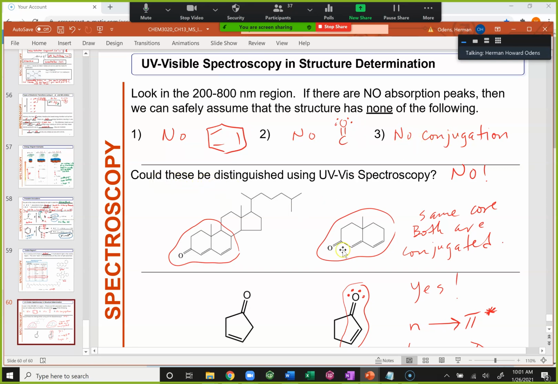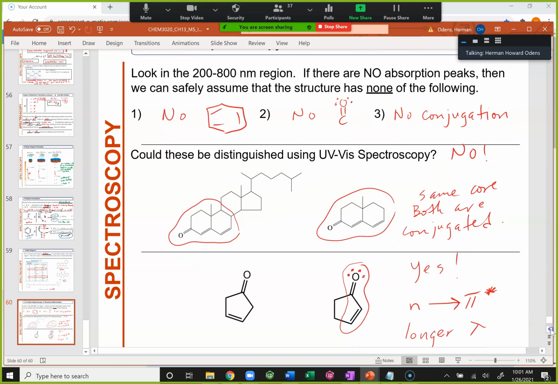Could these two molecules be distinguished using UV spectroscopy? The answer is absolutely not, because both of them contain the same chromophore right here. This is the part of the molecule that creates the color. Here is the conjugation, and both are conjugated. All of the sp3 CH groups will not produce color, will not produce anything. So therefore, you cannot distinguish these two molecules.